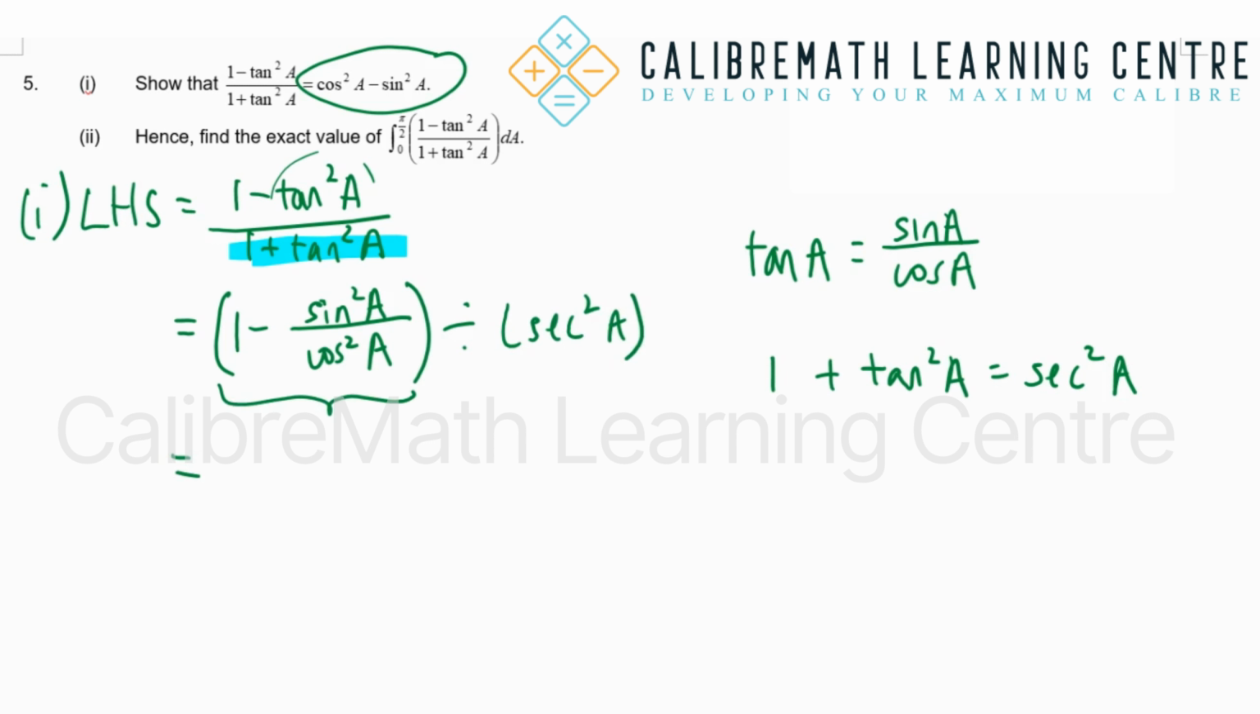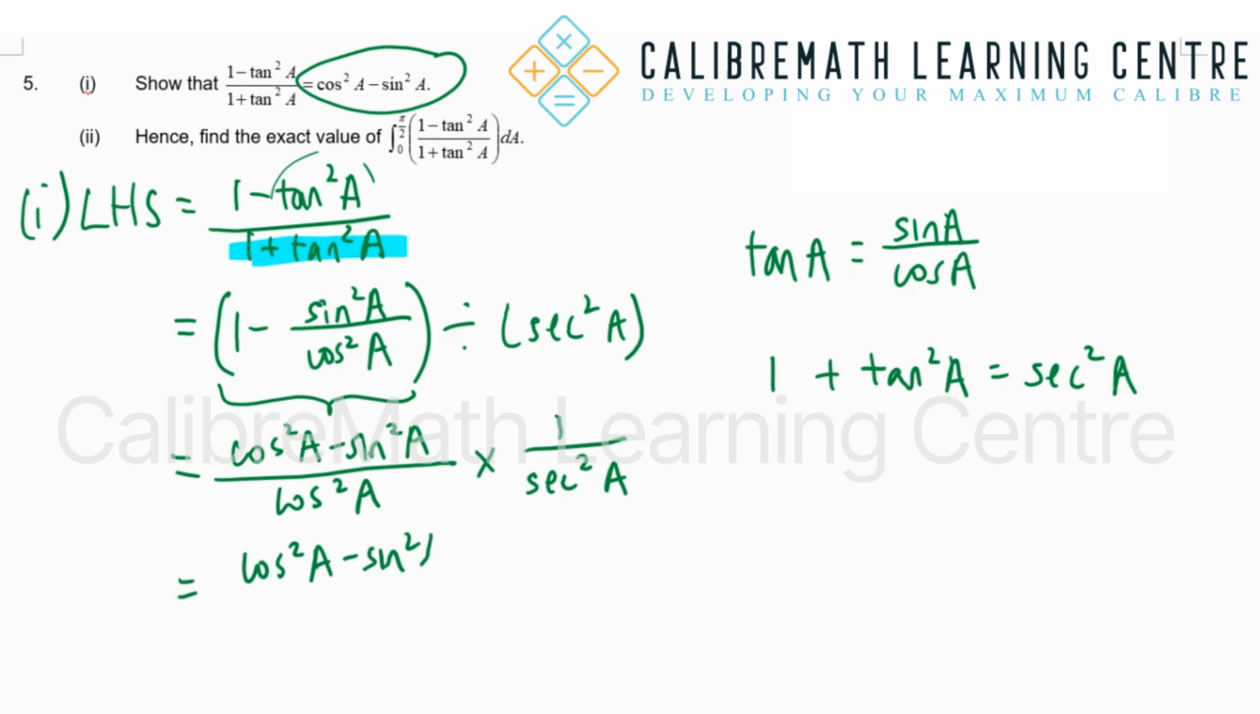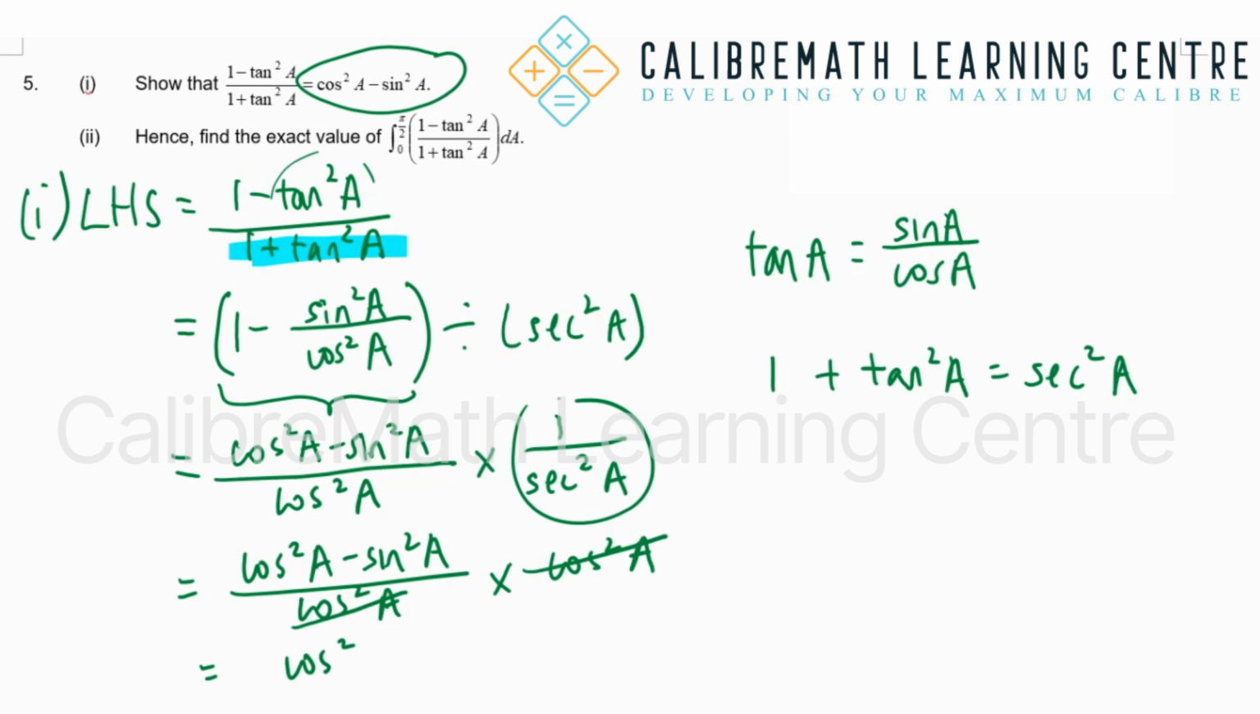So for this first part, I'm going to combine them under one single denominator. That gives me cosine square A minus sine square A over cosine square A, multiplied by 1 over secant square A. And we know that one over secant square A is in fact cosine square A. So by writing it like that, we can simplify this by cancelling this, and that leaves us with cosine square A minus sine square A. And this is what our right-hand side is equivalent to, and that's how we can prove that.